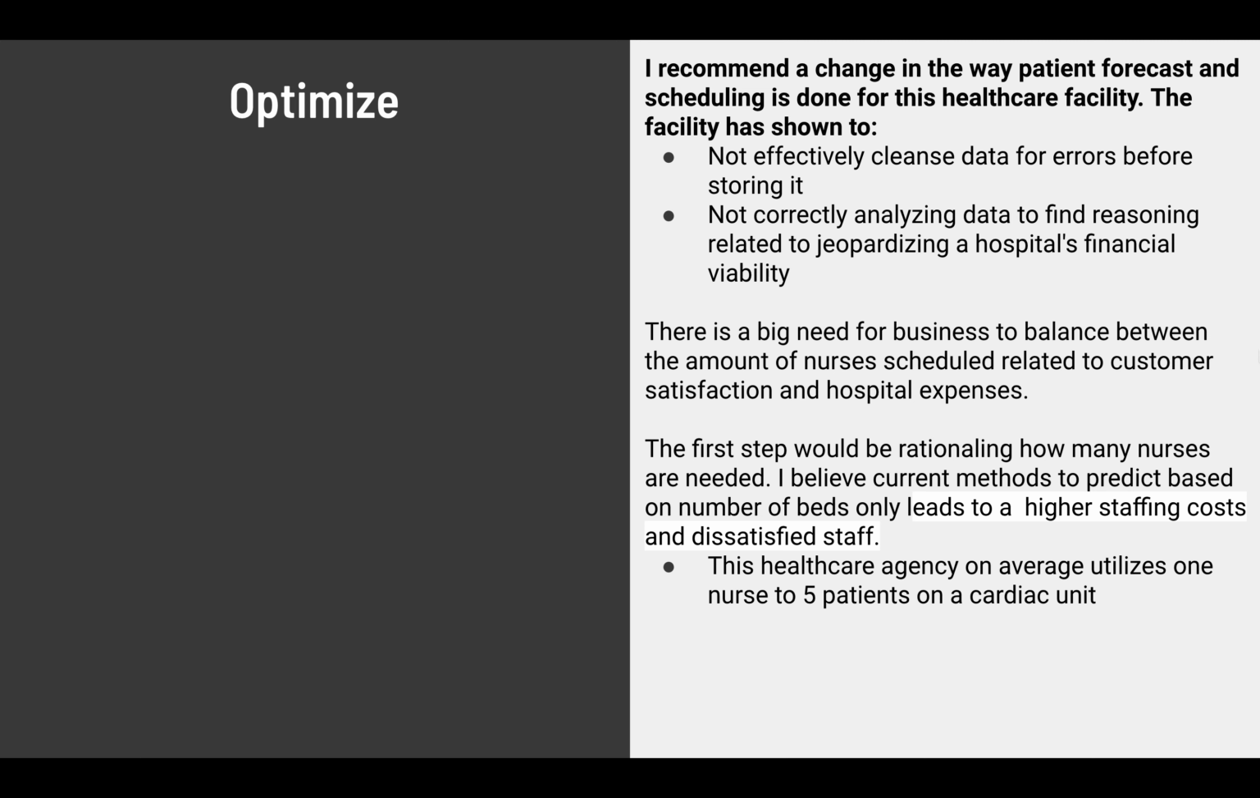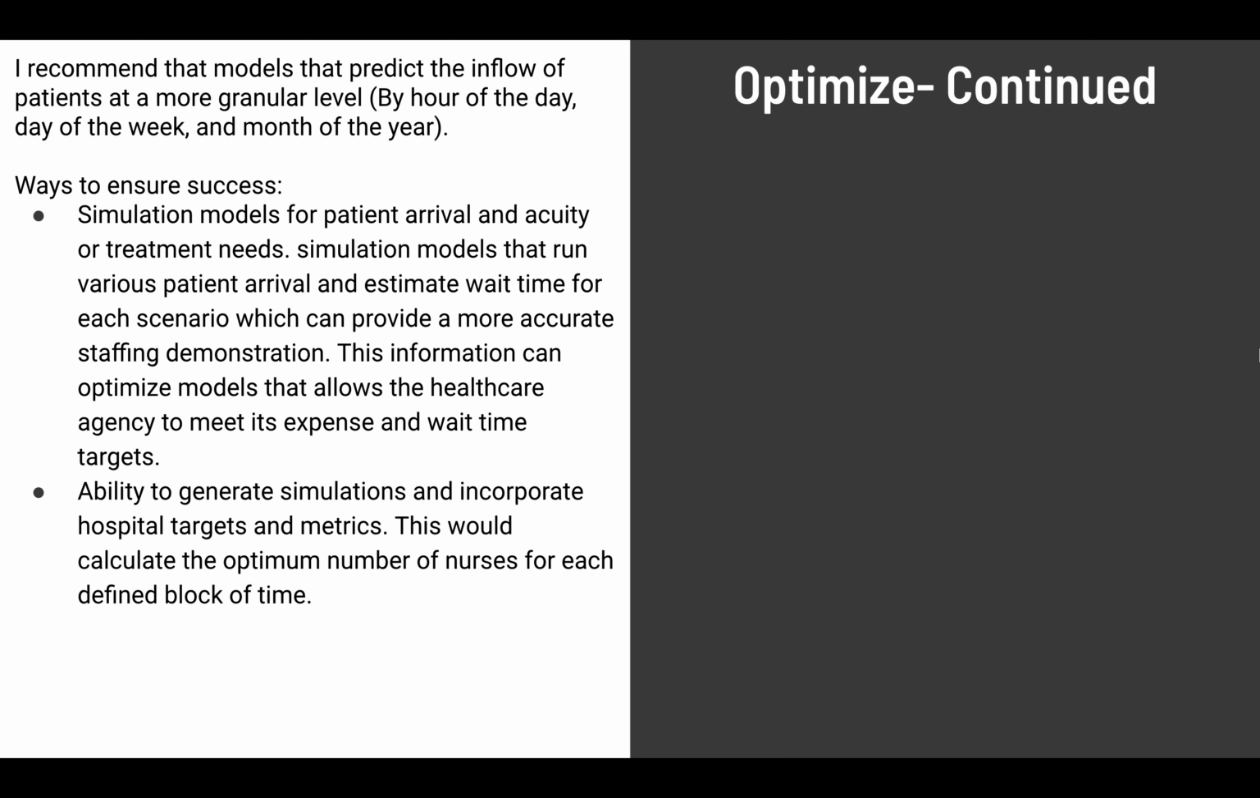The first step would be rationalizing how many nurses are needed. We believe that the current methods to predict based on the number of beds only lead to higher staffing costs and dissatisfied staff. This healthcare agency, on average, utilizes one nurse to 5 patients on a cardiac unit. Keep that in mind. So, optimization continued.